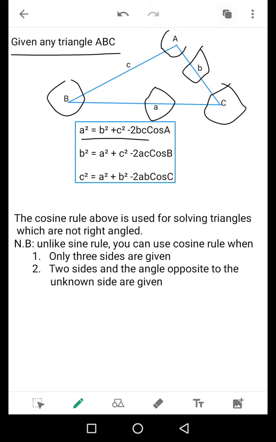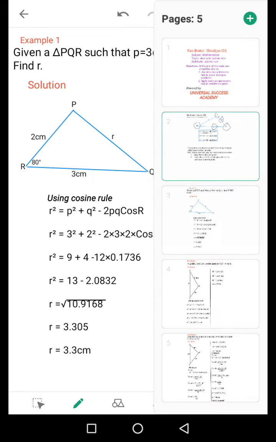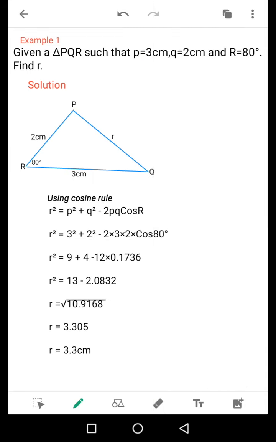So we move on. Here we want to look into an example. Given a triangle PQR such that distance P is 3 centimeters, distance Q is 2 centimeters, and angle R is 80 degrees. We are asked to look for distance R. Anytime you have a question like this, the first thing that should come to mind is to sketch the triangle that you are talking about.